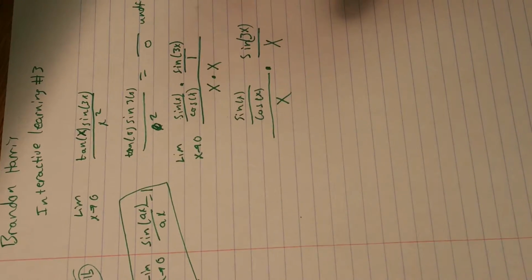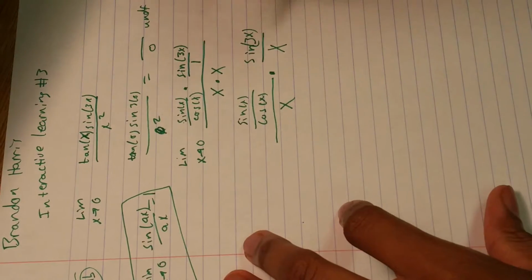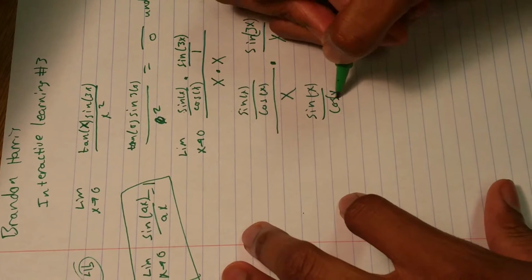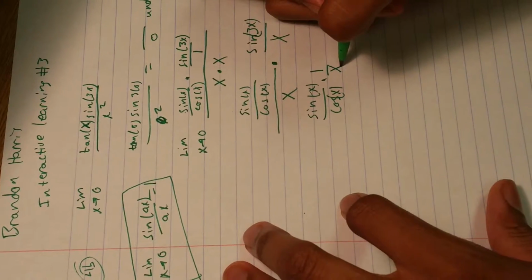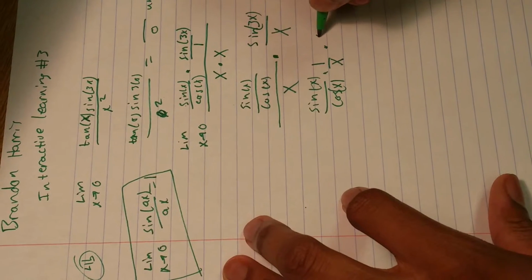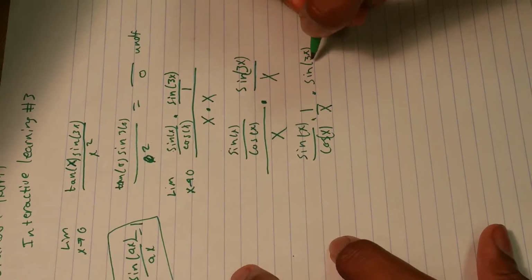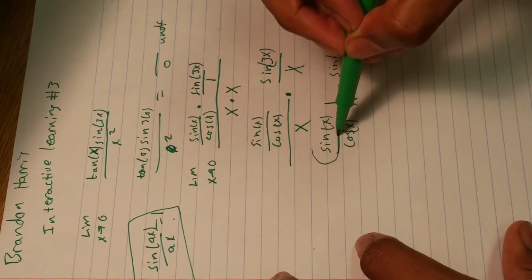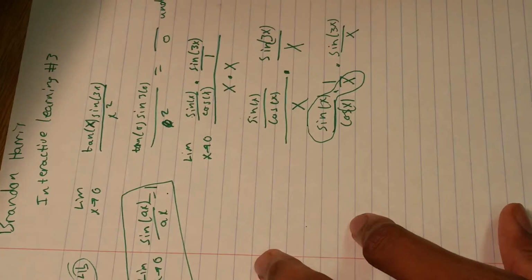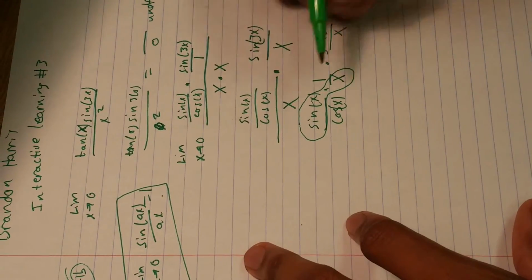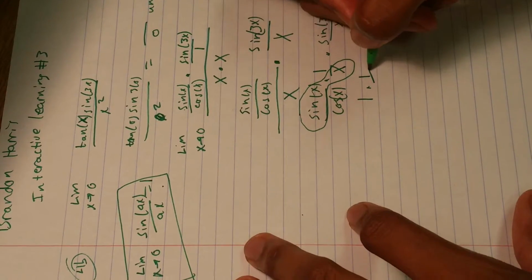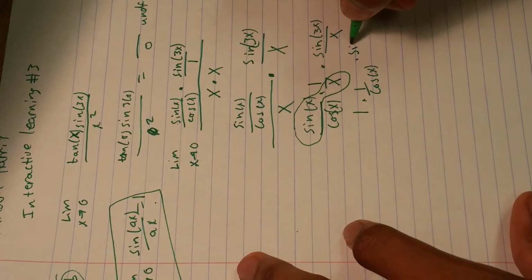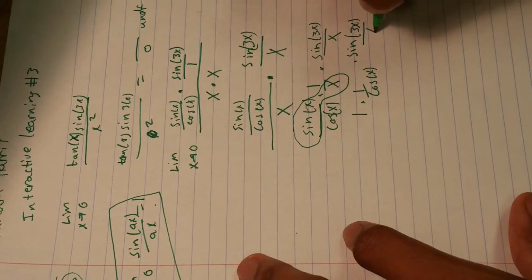Now you can see that we can take this and move it over. So it's going to be sine of x over cosine of x times 1 over x times sine 3x over x. And using our rule up here, we can see that sine of x and x cancel out. So we'll put 1 times 1 over cosine of x times sine of 3x over x.